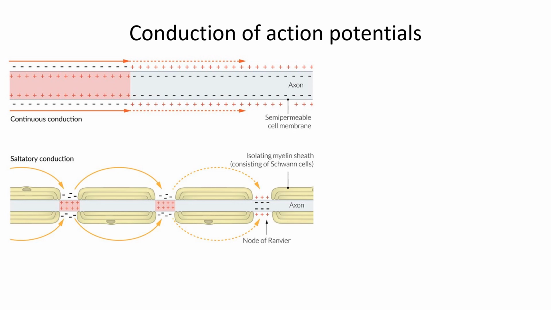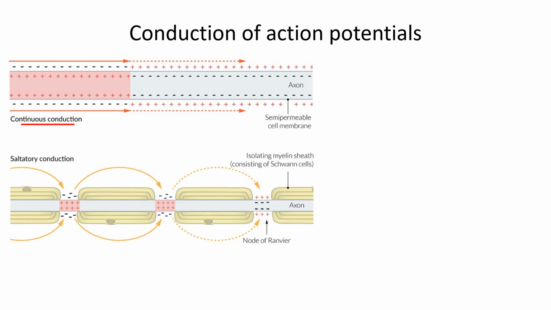Continuous conduction, which is shown in the top left corner, occurs in non-myelinated nerve fibers. So action potentials migrate along the entire cell membrane as depolarization of one section initiates depolarization of the next, and the refractory period prevents backpropagation.